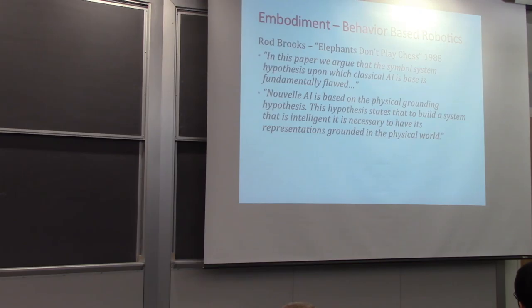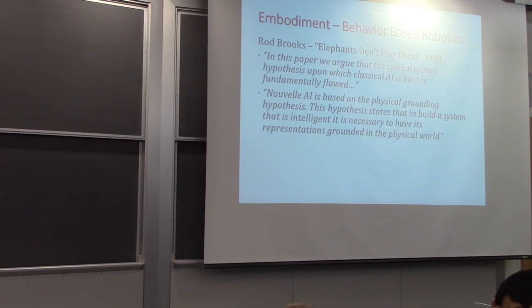And there's a few quotes from this paper I just wanted to pull out. "In this paper, we argue that the symbol system hypothesis upon which classical AI is based is fundamentally flawed." Right? The symbol system hypothesis is essentially that all knowledge is discrete little logical labels, and if you just have enough labels, you can solve intelligence. And so Brooks goes further than just claiming that the kinds of problems we're working on are wrong. He actually claims that the methods we're using to solve them are wrong, and that we generally converge on those ideas because of the problems we're looking at.